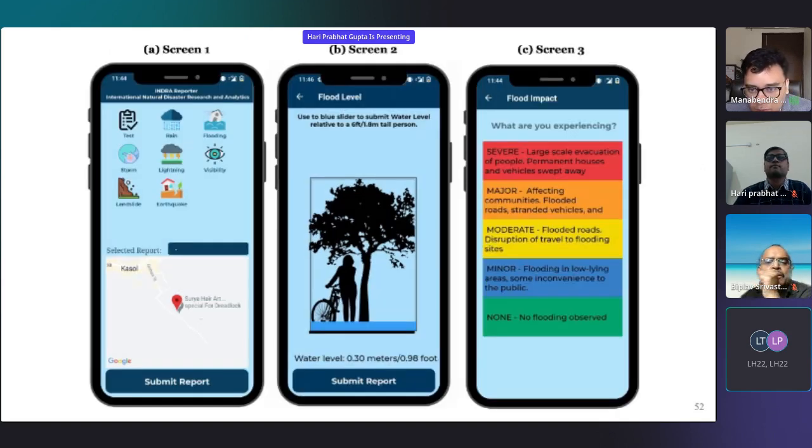So this is another one of those workflows where in the first screen, if you click flooding, it will take you to the second screen, which allows you to take the level and report the flood level. And in the third screen, which is the final screen, it allows people to associate an impact with it. So every flood is on four scales: minor, moderate, major, and severe.